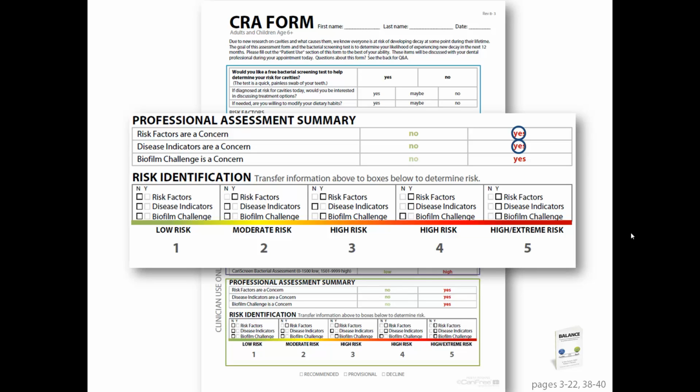And lastly, the biofilm challenge. We'll get into this a little bit later in the training. But for this example, we'll say this patient had a low biofilm challenge score. So we'll say no, the biofilm challenge is not a concern.